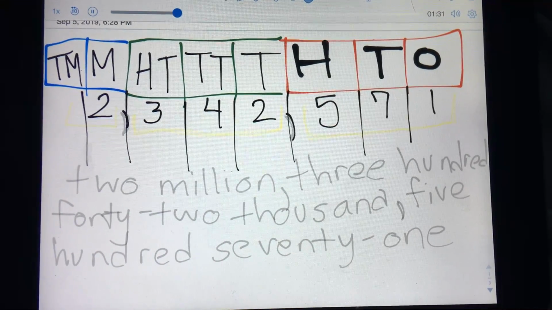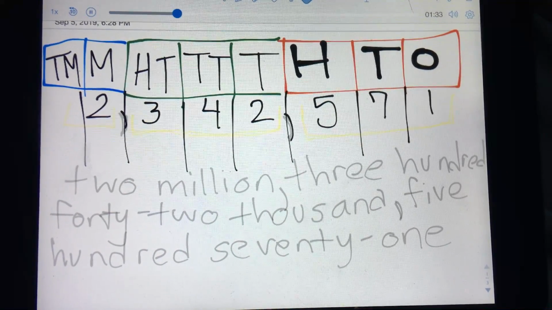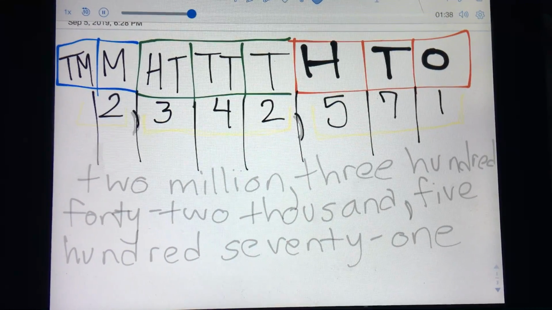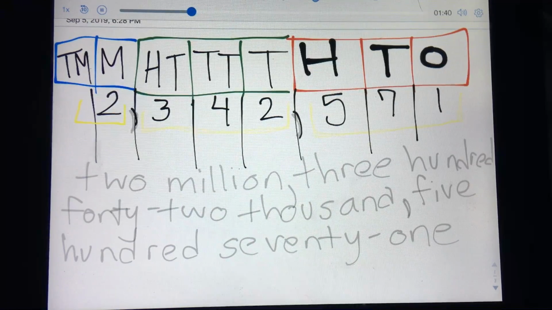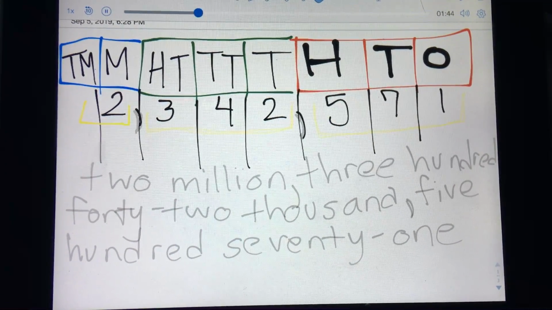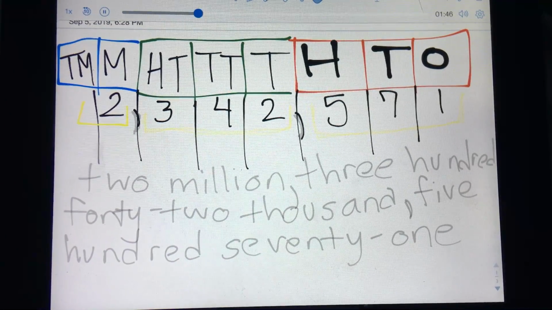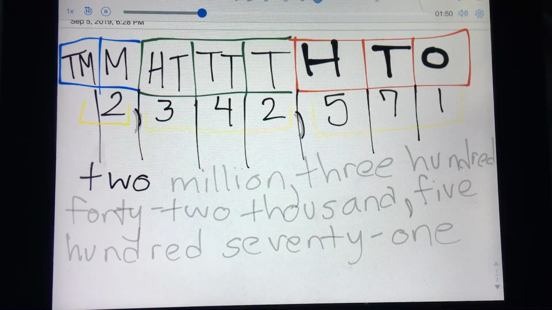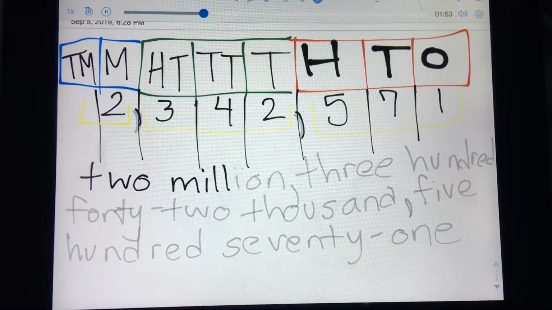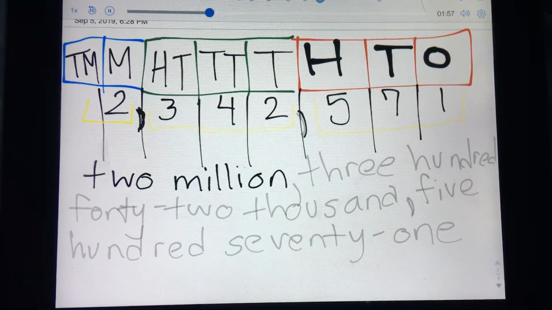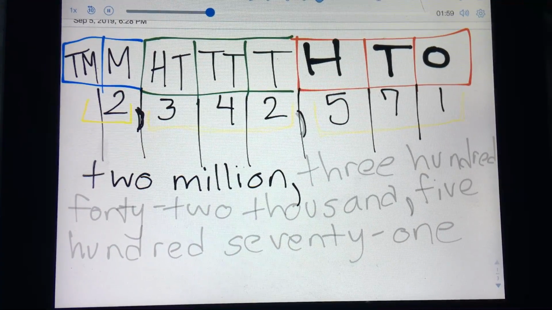Okay, so let's start with the millions period. So remember, we read numbers by the period. So in the millions period, all we have is a 2. So what would we write or say for words? 2 million. So I'm going to write 2 million. And we separate the periods with commas, so I do it with the words also.